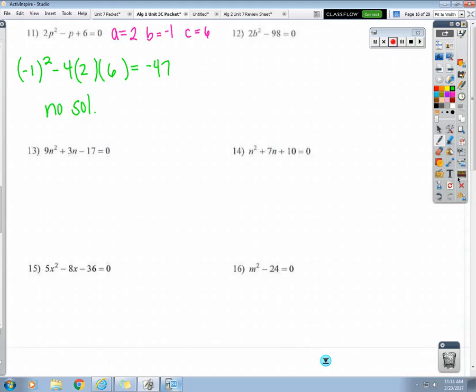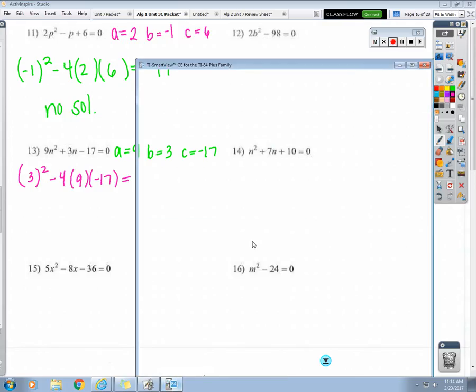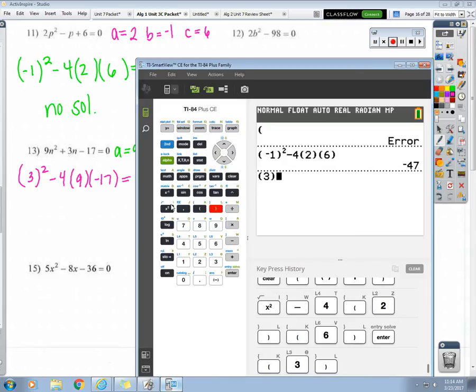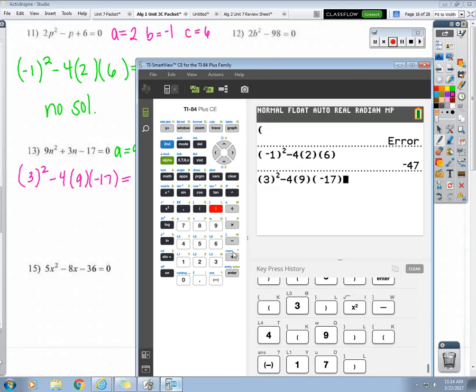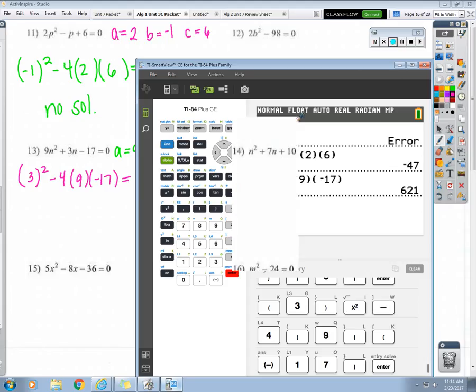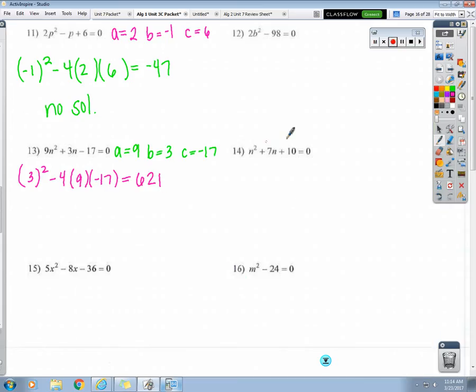Okay, number 13. It's already set equal to 0, so if I'm solving this with the quadratic formula, what do I do first? Correct. Identify A, B, and C. What's the A? B, and C. Okay, so now we'll find the discriminant. B squared minus 4 times the A value times the C value. Okay, now let's type that in. That'll be 3 squared minus 4 times 9 times negative 17, which is 621.